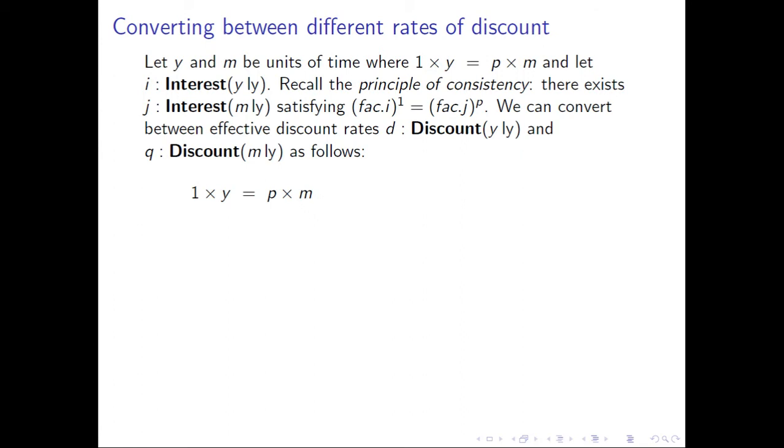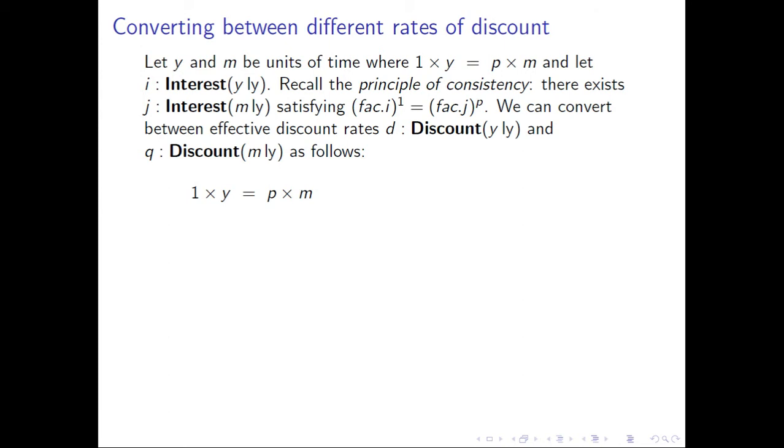Now, just as we can convert between rates of interest, we can also convert between rates of discount. So again, we will make use of the principle of consistency. I'm sorry, but here where it says fac of i and fac of j, it should really be d fac of i and d fac of j or something. But it's not a big deal. This slide should say discount, and it should be D and Q. I'm sorry about that. Anyway, let's just follow through the calculation.